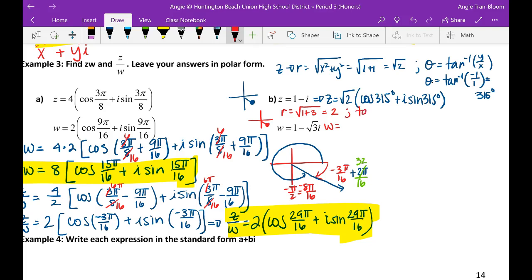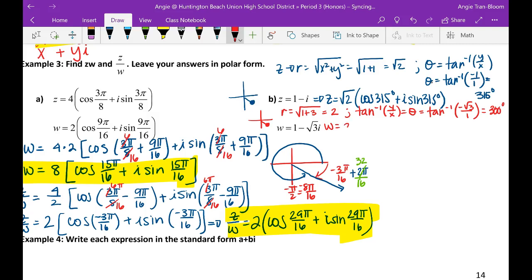I will now attempt to find theta. Theta is always tangent inverse of Y divided by X. So tangent inverse of Y, which is negative radical 3, over X, which is 1. We're in quadrant number 4. If you put this in your calculator, it would give you a negative answer, negative 60. But we can't have a negative angle for theta, so we're going to go the other way around. Negative 60 is equivalent to 300 degrees in the positive rotation.